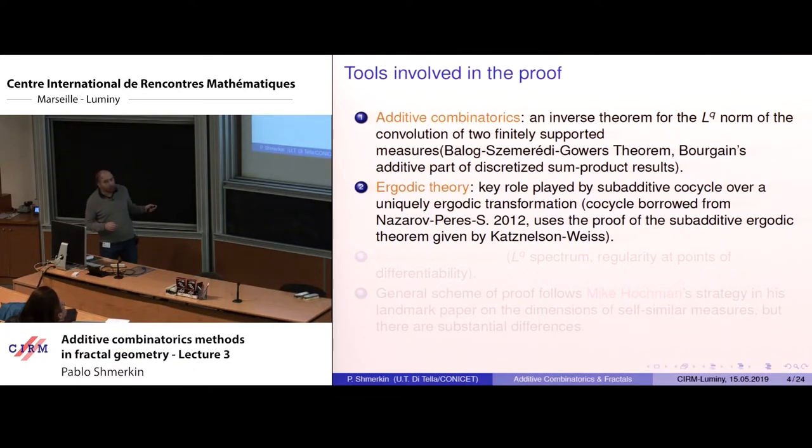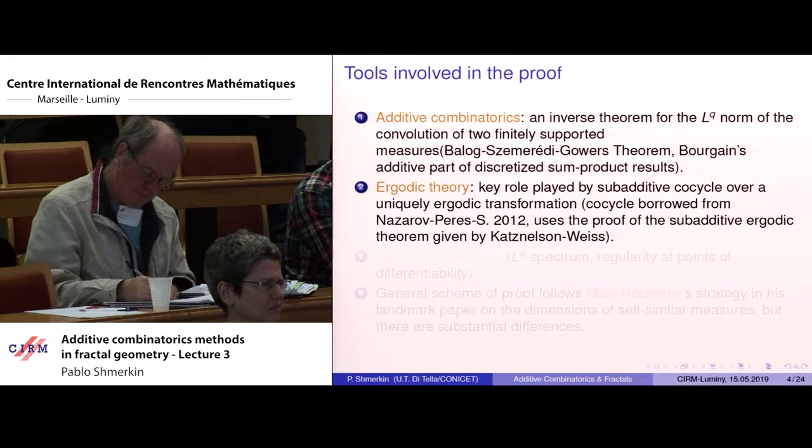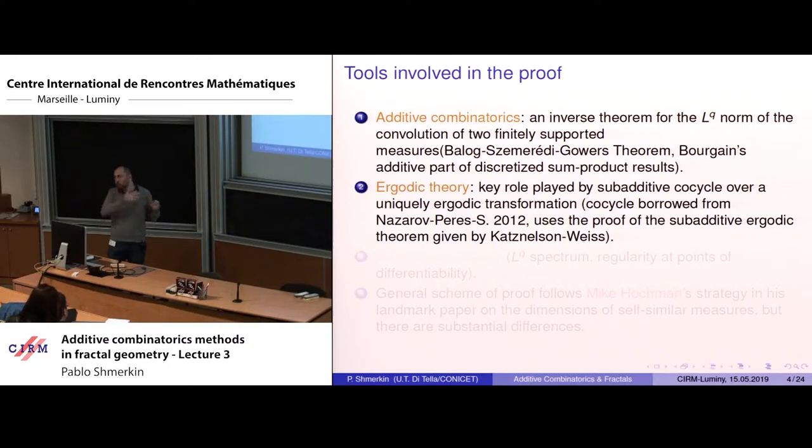There is a subadditive cocycle. Basically, everybody knows that if you have a uniquely ergodic transformation, then ergodic averages of continuous functions converge uniformly. In this case, there is a subadditive cocycle instead of an additive one. There is a one-sided version of that which is also true for subadditive cocycles, and this is what is used.